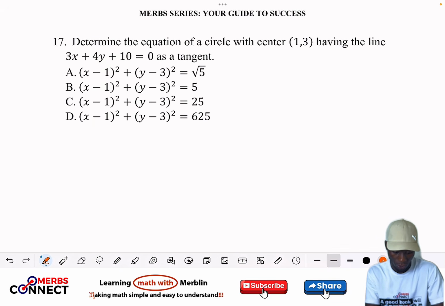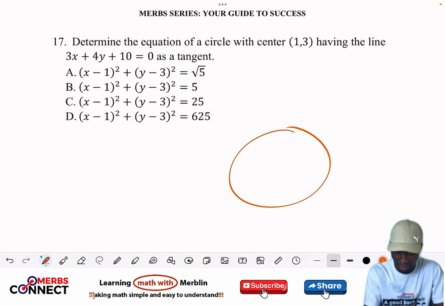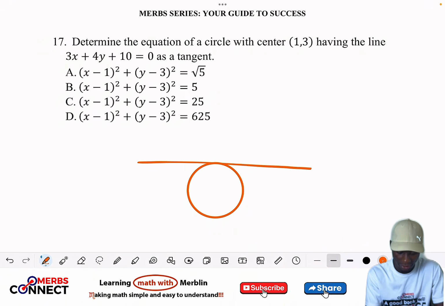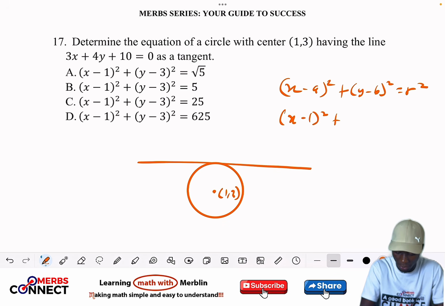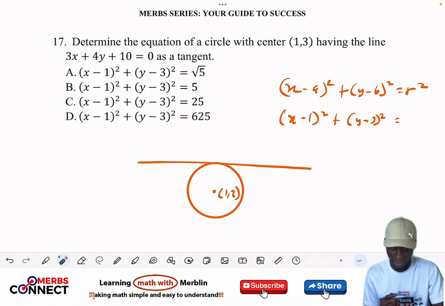So 4 more questions to go. Determine the equation of the circle with a center and having a line as the tangent. So we have something like this as the circle, and we have the tangent, right? And we have the equation, we have the center, which is 1, 3. So if I'm using the standard equation, having the center already is going to give me x minus 1 squared plus y minus 3 squared, which is equal to... so we just need the radius, right?